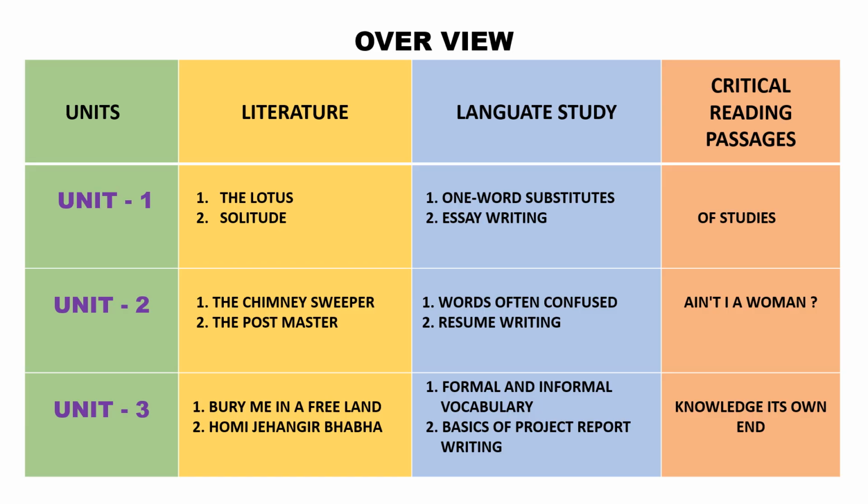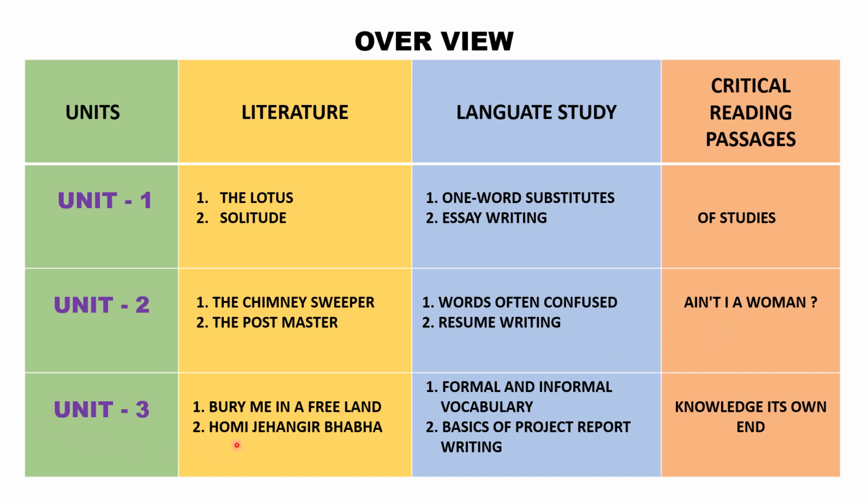Let us have an overview of the syllabus from which you are going to answer. These are the units 1, 2 and 3, and in unit 1 you have literature lessons, the Lotus poem, and then Solitude prose lesson. Under language study you have one word substitutes and essay writing, and critical reading passage you have Of Studies. Then unit 2 you have the Chimney Sweeper poem and then The Postmaster prose lesson, and language study you have words often confused and resume writing, and then critical reading you have a passage on Ain't I a Woman.